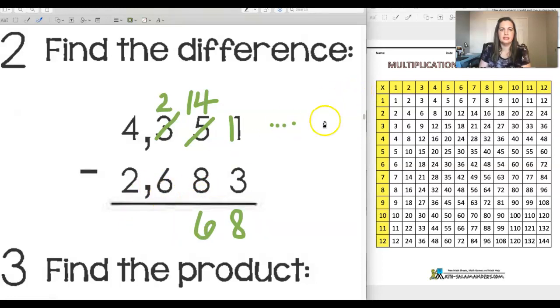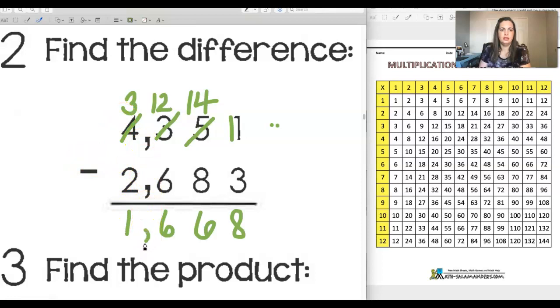2 subtract 6. If I only have 2 items, I cannot take 6 away. I'm going to go over here to the thousands place, take one of them. That leaves me 3 left. Unbundle it to 10 hundreds. I already have 2 hundreds, so together I will have 12 hundreds. 12 subtract 6 equals 6. 3 subtract 2 equals 1.